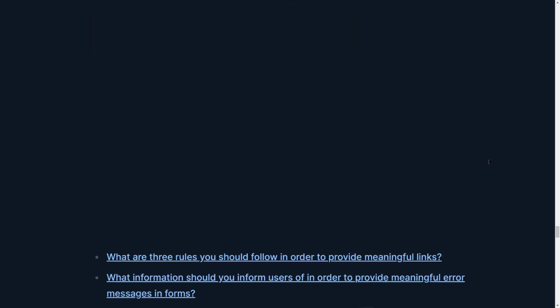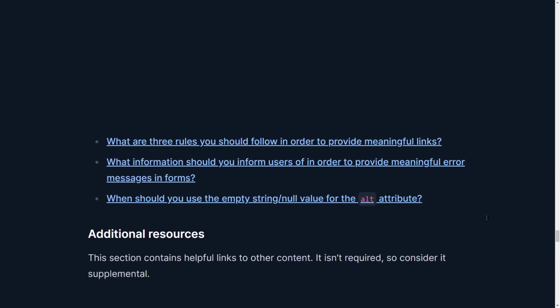A knowledge check. What are the 3 rules you should follow in order to provide meaningful links? What information should you inform users of in order to provide meaningful error messages in forms? When should you use the empty string null value for the alt attribute?